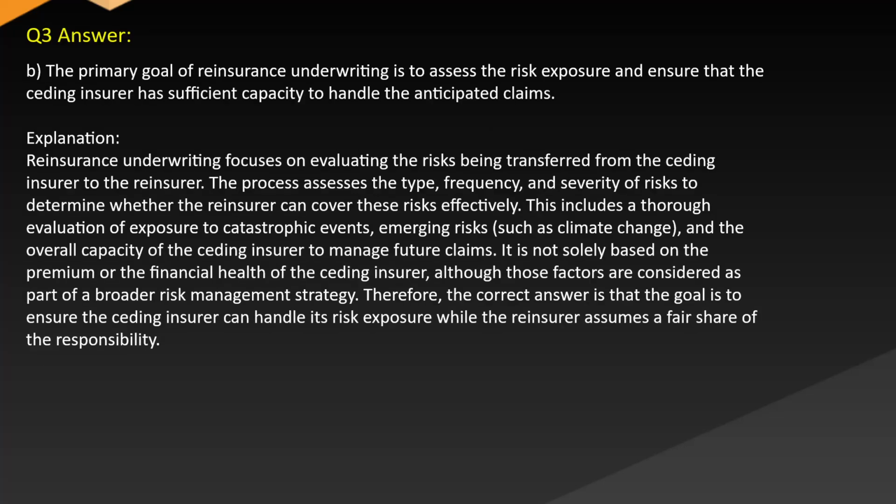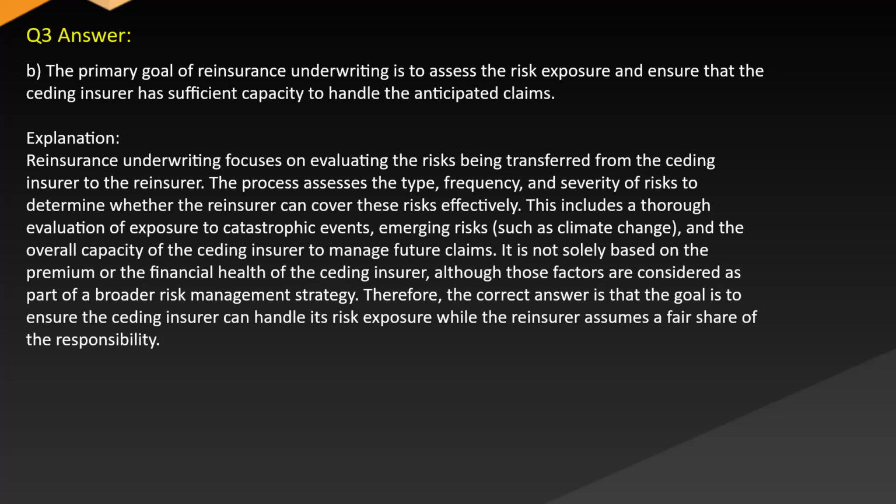Answer: B. The primary goal of reinsurance underwriting is to assess the risk exposure and ensure that the ceding insurer has sufficient capacity to handle the anticipated claims. Explanation: Reinsurance underwriting focuses on evaluating the risks being transferred from the ceding insurer to the reinsurer. The process assesses the type, frequency, and severity of risks to determine whether the reinsurer can cover these risks effectively.